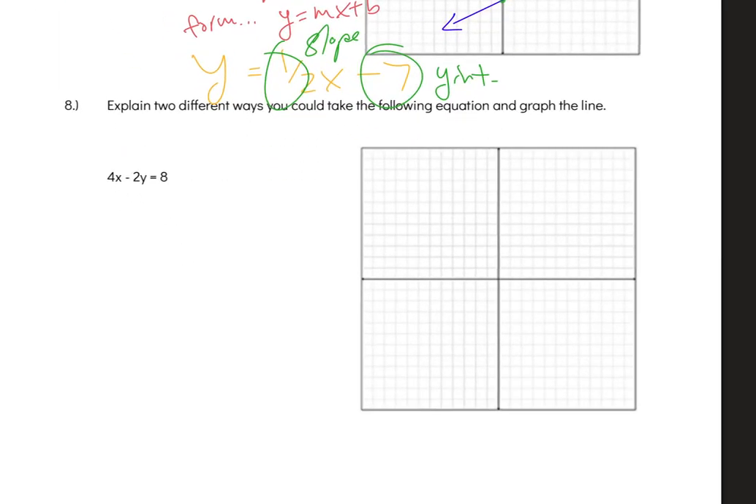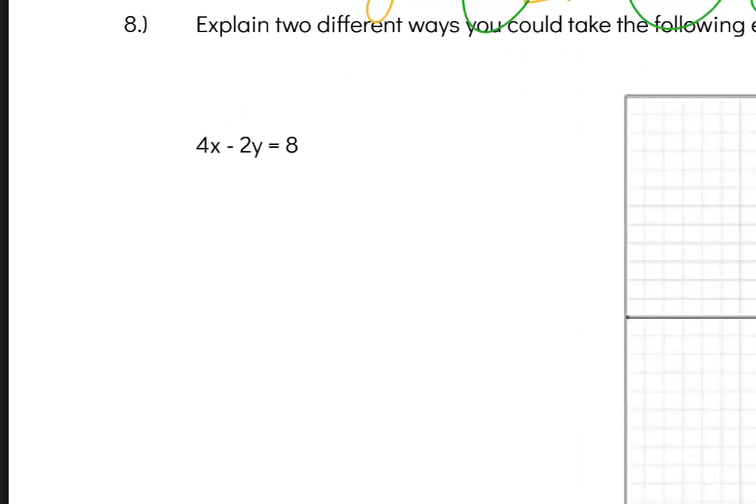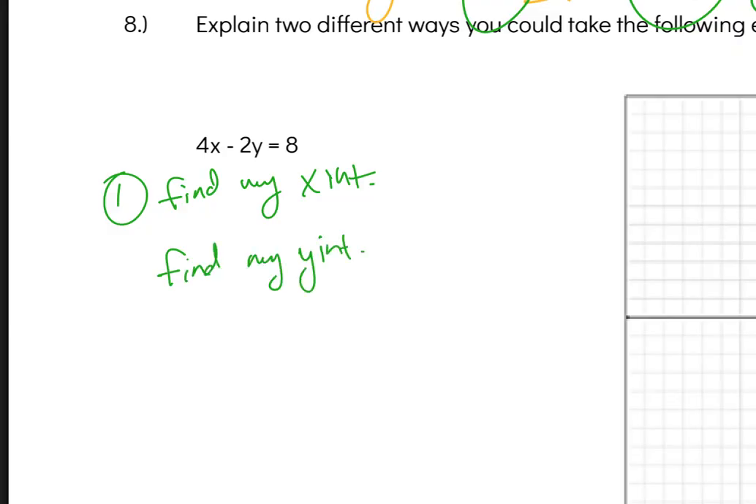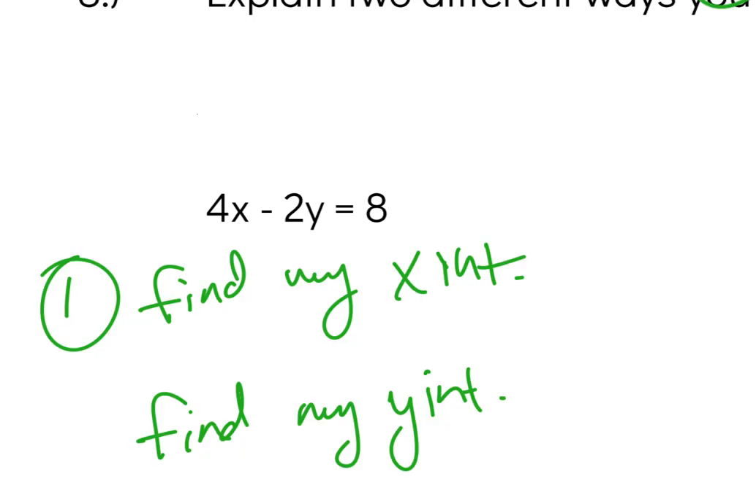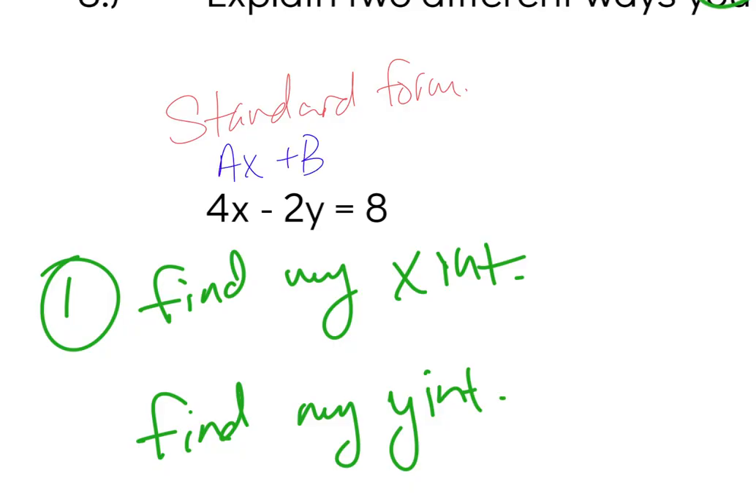Explain 2 different ways you could do this one. Well, first, number 1, I would find my x-intercept. And I'm also going to write find my y-intercept. The reason I'm doing that is because this is in standard form, and standard form looks like this: ax plus by equals c. And no, the x-intercept is not 4. No, the y-intercept is not -2, okay?